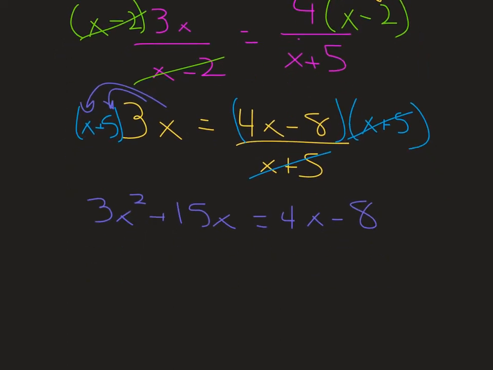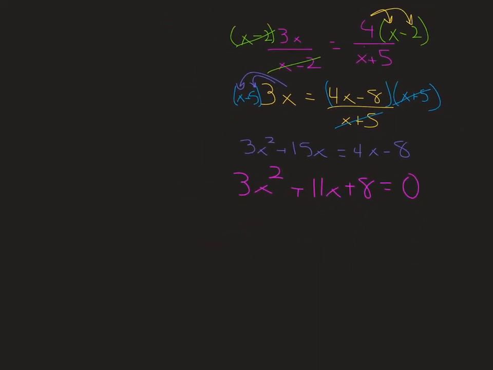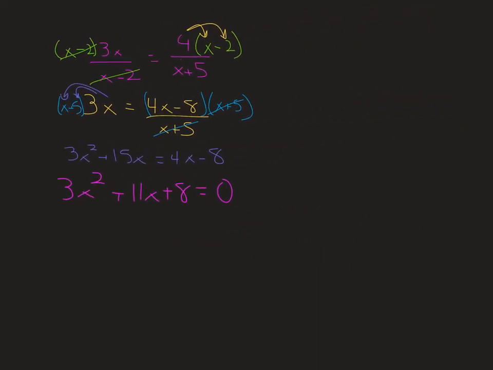Ooh, so now we're in quadratic land. So let's move everything to the left because that seems fun. Subtract the 4x and you get 11x. And then, add the 8 and you get 0. And, I don't know, let's see if we can factor it. That's always my first move. So, if we can factor it, we need things that multiply to 24x squared and add to 11x.